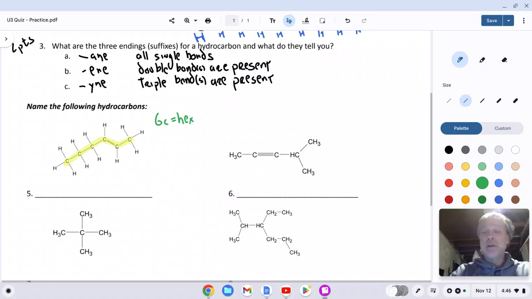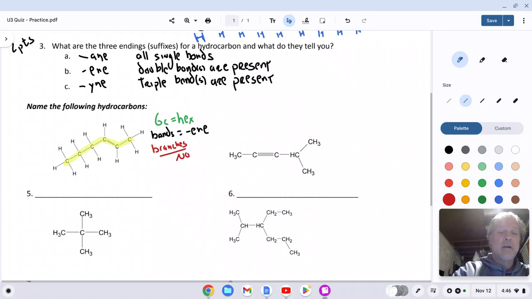I do see that there is a double bond. So I'm going to identify bond present. There is a double bond present, so that means that the ending has to be -ene. And then the next thing I look for is branches. In this case, there are none.